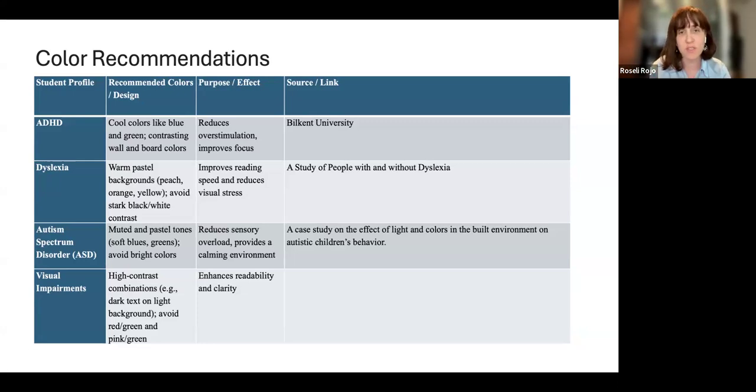So I have created some of them here. For instance, I will read some of them. For ADHD students, they recommended to use cool colors like blue and green, contrasting with the wall.